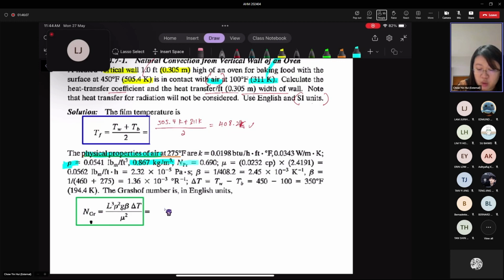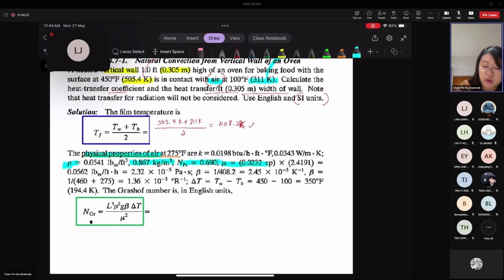Prandtl number, no matter whether it's English or SI unit, is the same because it's a dimensionless number, right? And then for the viscosity, let me see. So viscosity is 0.232, right? Centipoise, so you may need to do a conversion. Let's see. And the beta value.